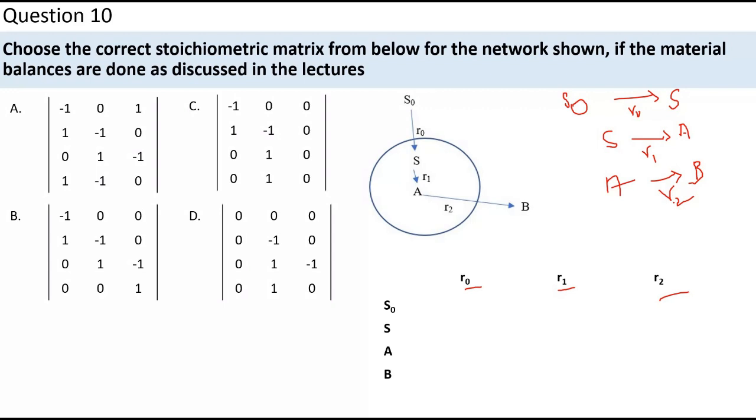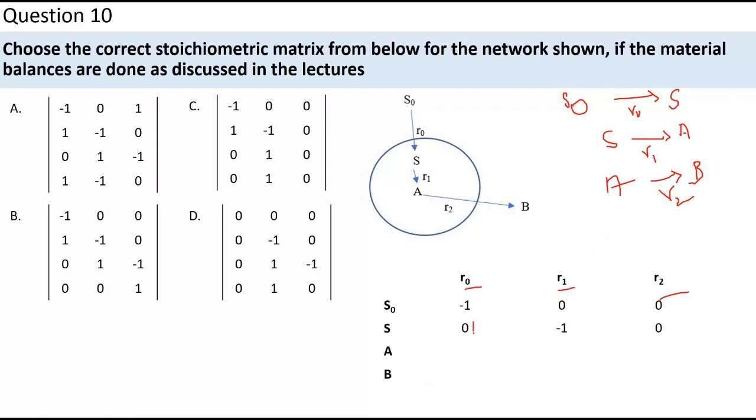and R2. That means it's neither a product nor a reactant for R1 and R2. Therefore, we have to enter 0 for them. Therefore, the first row should be -1, 0, 0. Coming to the metabolite S, for R0 it is a product, therefore it should be 1, and S is the reactant for the rate R1, therefore it should be -1, and it's neither a product nor a reactant for the rate R2, that is the reaction 3.